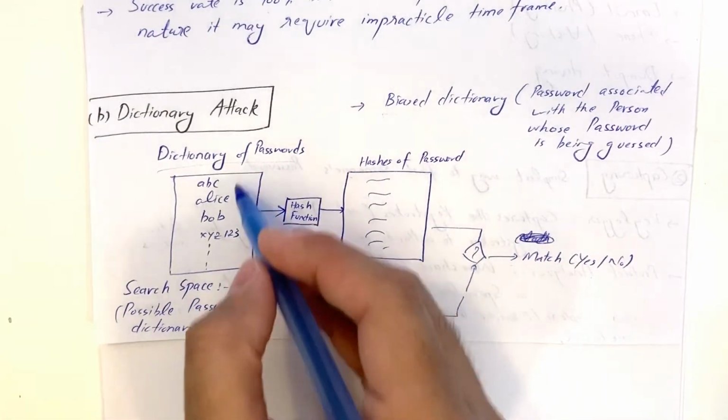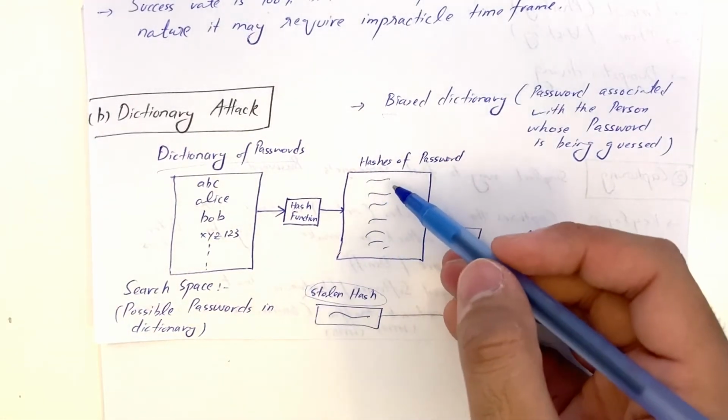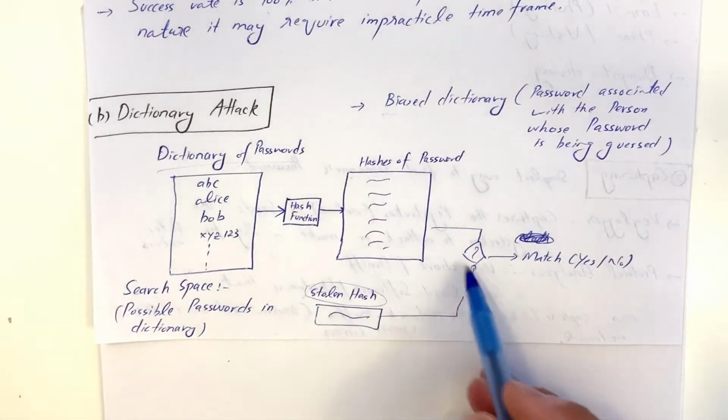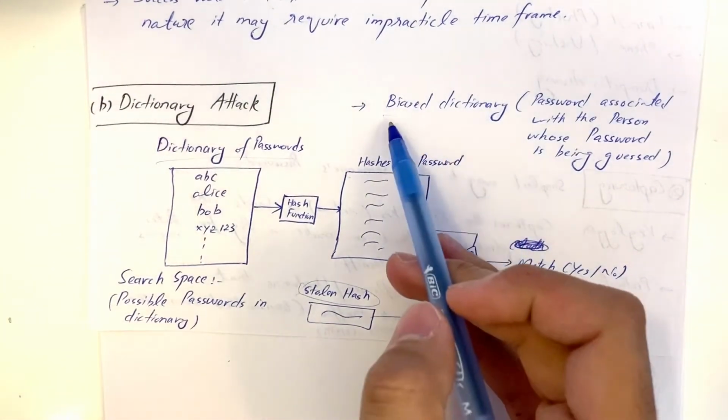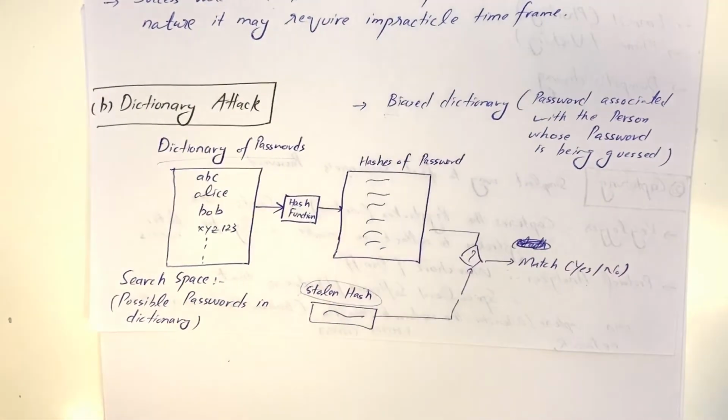Like if the search space is too big, automatically what will happen? You will have a lot of hashes, and comparison with each and every one will take a lot of time. But if you have a small dictionary, it will take less time to guess the password. And especially with the biased dictionary attack, there is more probability that you can actually get the password. Next is the rainbow tables.